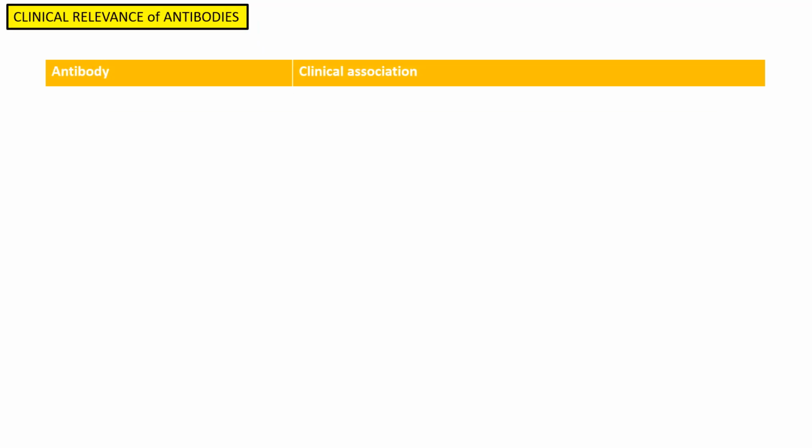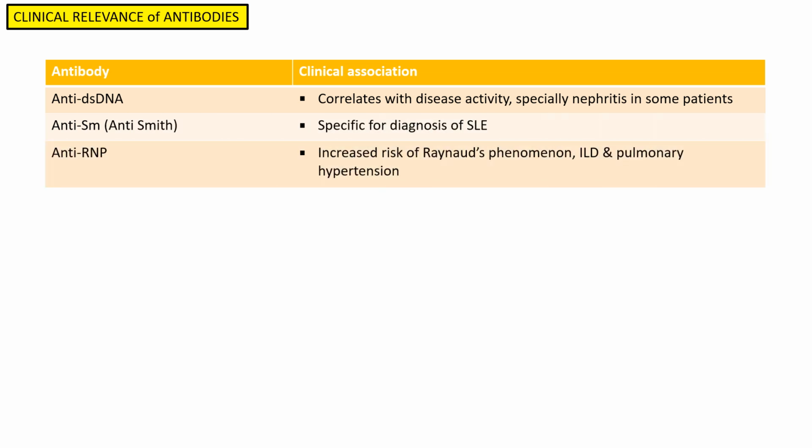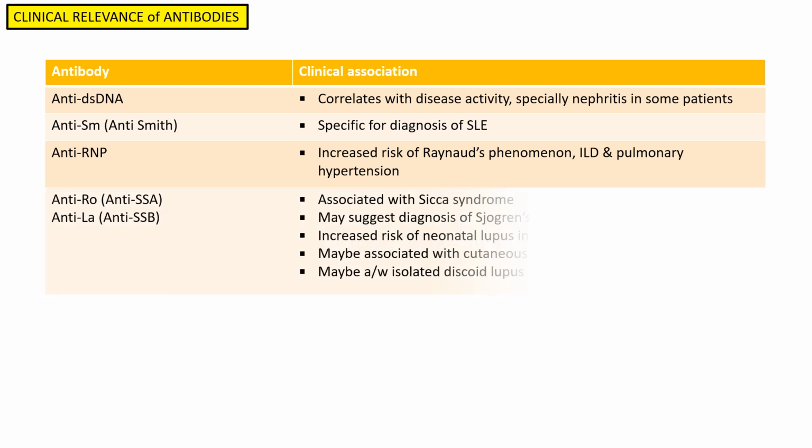Some clinical associations with various antibodies. Anti-double-stranded DNA correlates with disease activity, especially lupus nephritis in some patients. Anti-Smith is specific for diagnosis of SLE. Anti-ribonucleoprotein is associated with increased risk of Raynaud's phenomenon, interstitial lung disease and pulmonary hypertension. So you may monitor the patient accordingly and prognosticate them.